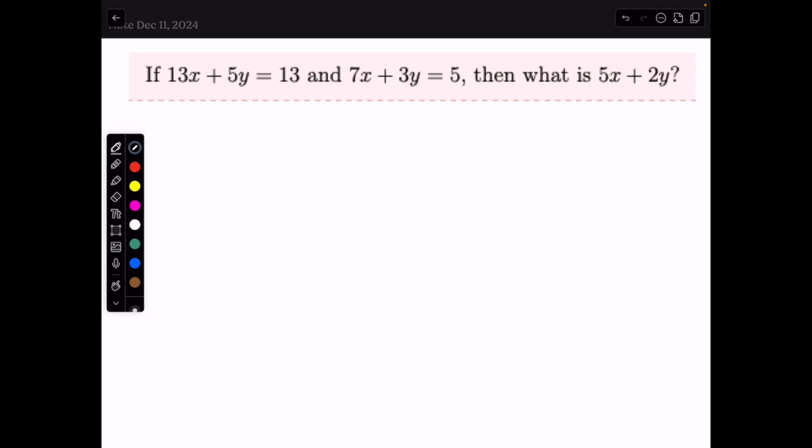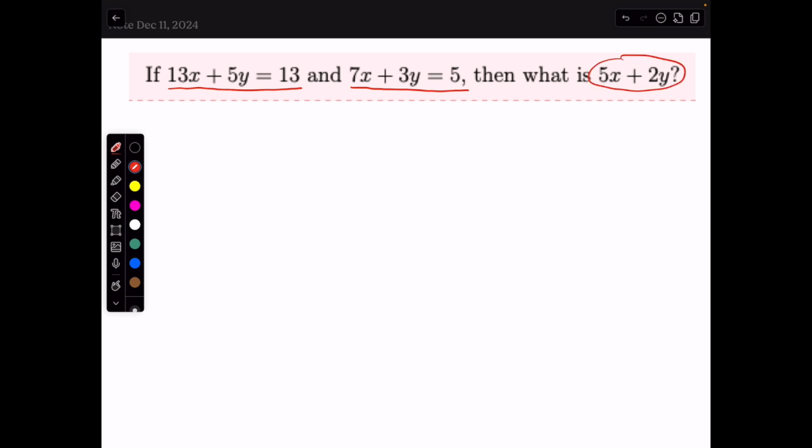So here's what we have. We have a system of linear equations. I've got 13x plus 5y is equal to 13, and the other one is 7x plus 3y is equal to 5. The question is asking me to figure out what 5x plus 2y is.